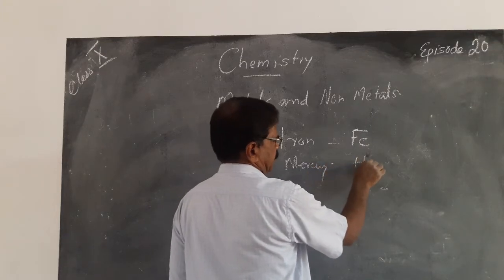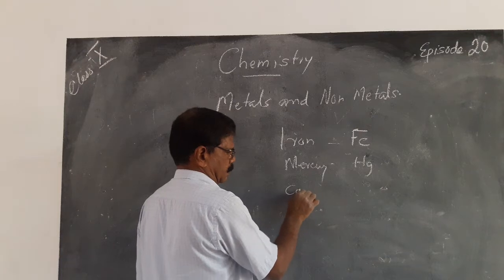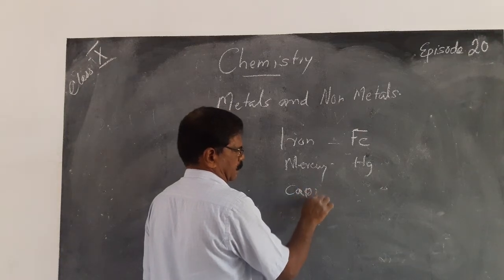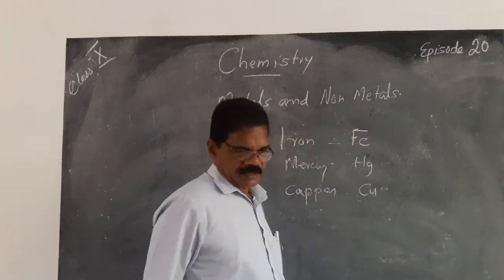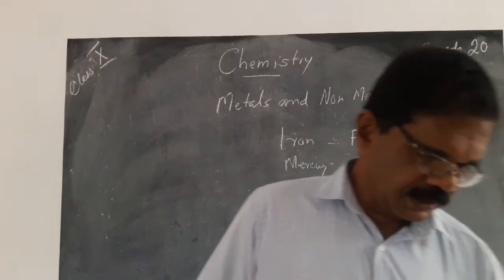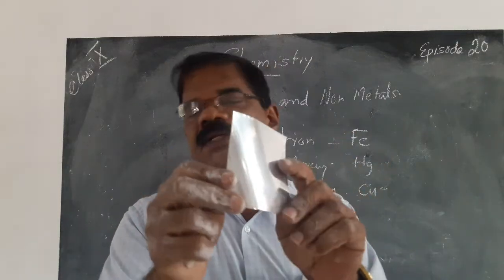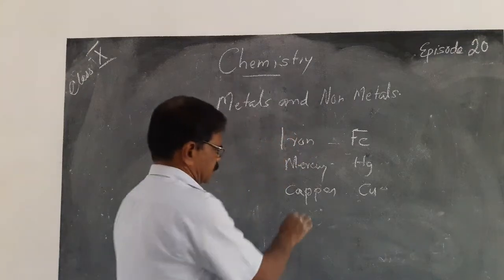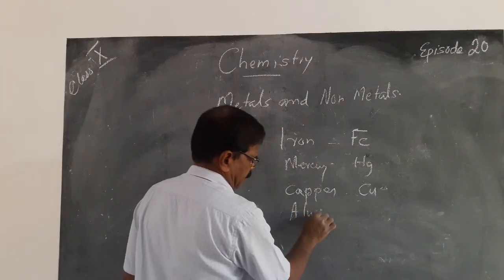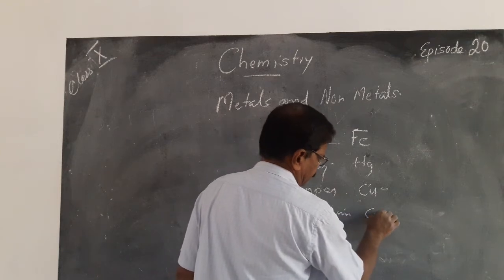Similarly, the symbol of mercury is Hg, and the symbol of copper is Cu. You can see another metal also. This is aluminium, the thin shiny metal. What is the main use of aluminium?